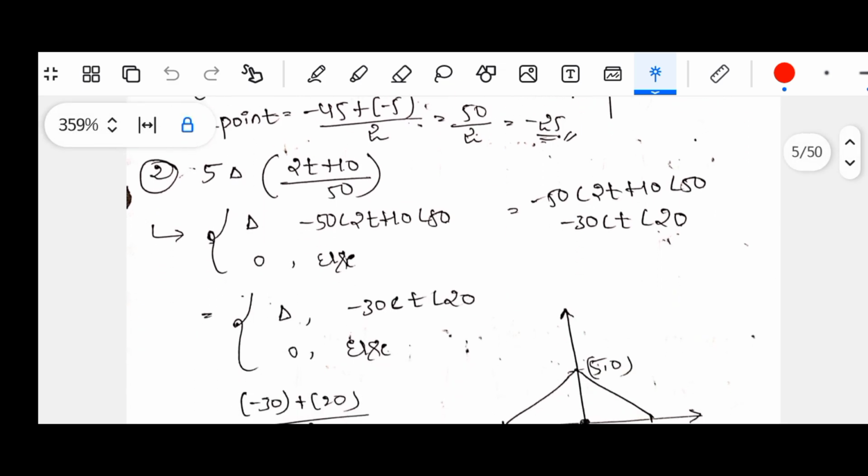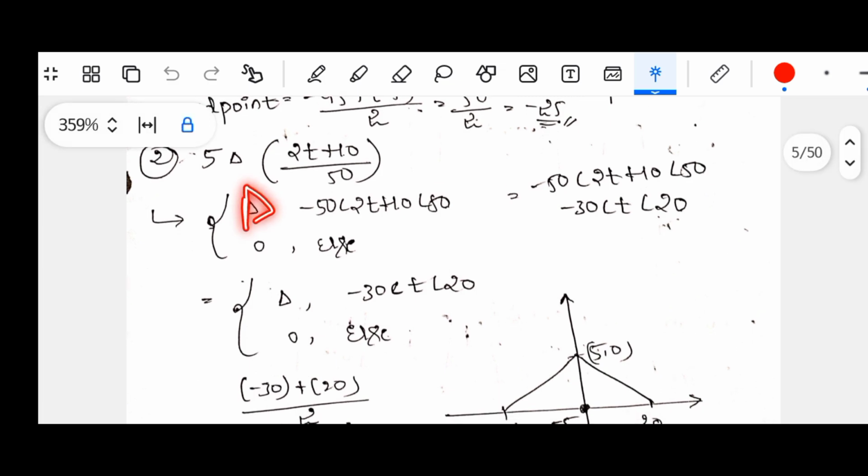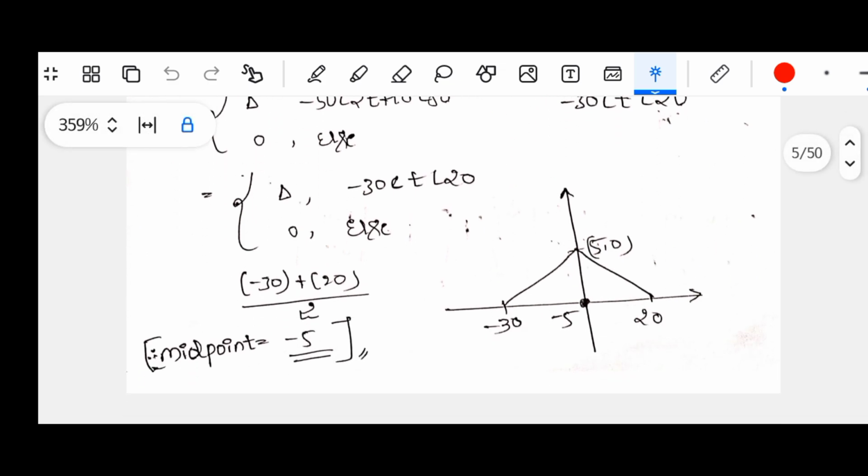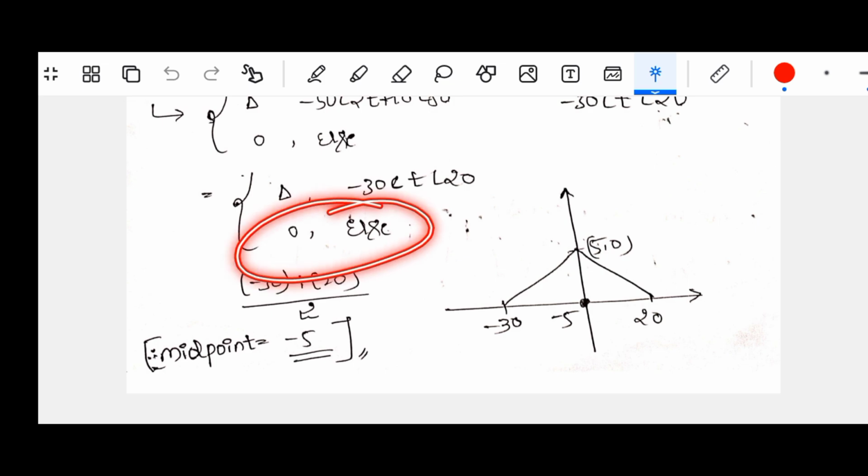So next one, 5 into triangle of 2t plus 10 by 50. So this is the triangle, minus 50 denominator less than numerator less than denominator. For 0, it will be else. Solve this equation: minus 50 less than 2t plus 10 less than 50. You will get minus 30 less than t less than 20. So triangle of minus 30 less than t less than 20. For 0, it will be else.